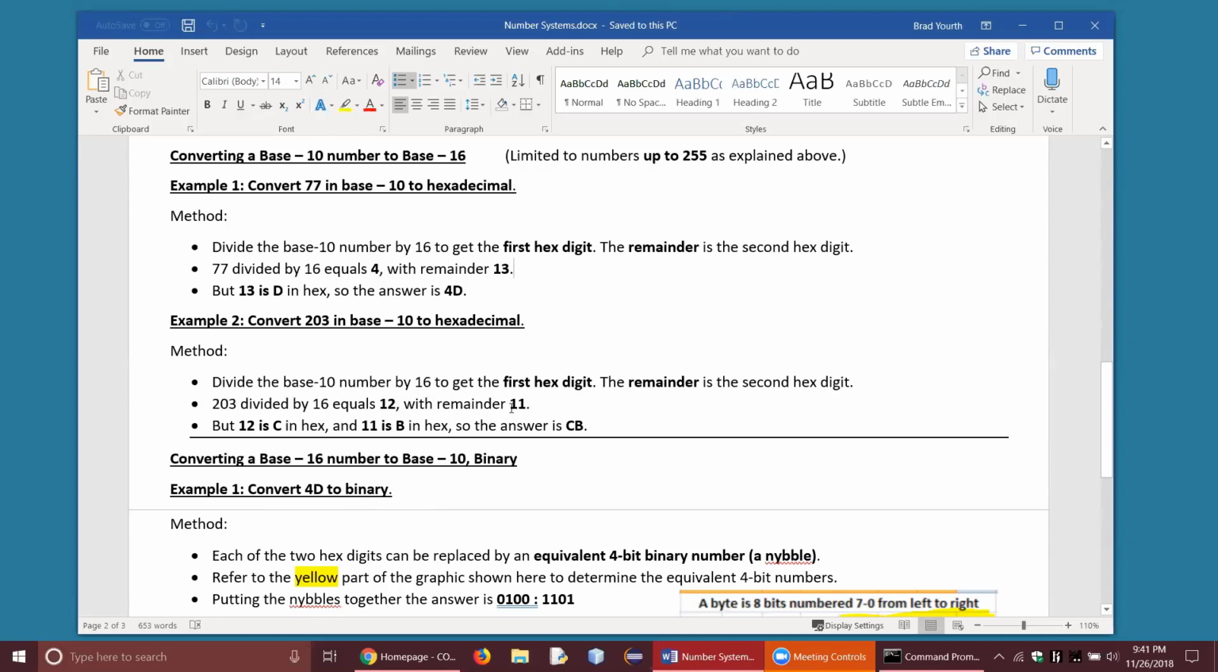Well, both 12 and 11, we have to convert those into their appropriate hex digits. C is 12, 11 is B. So the correct answer here is CB. CB in hex is 203 in base 10.